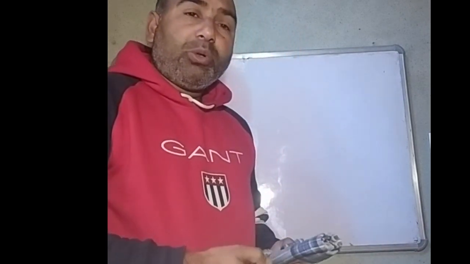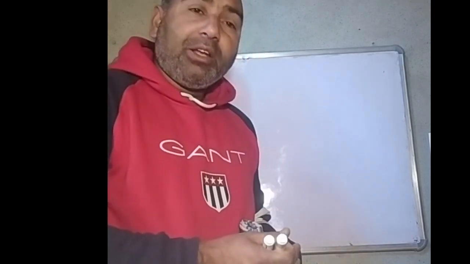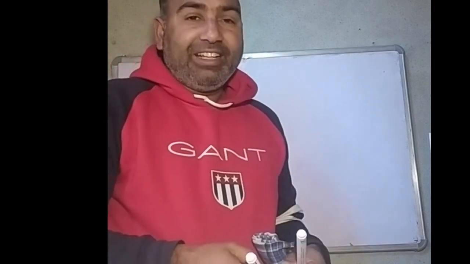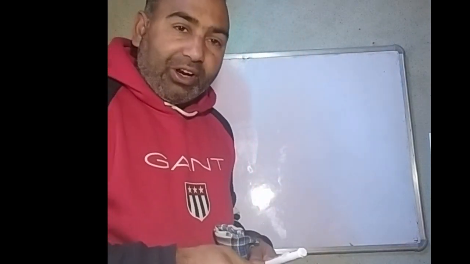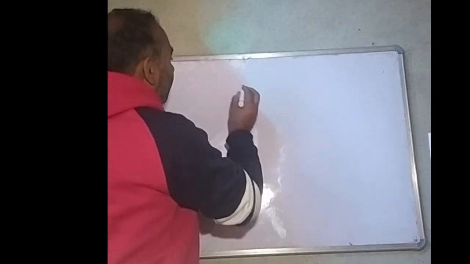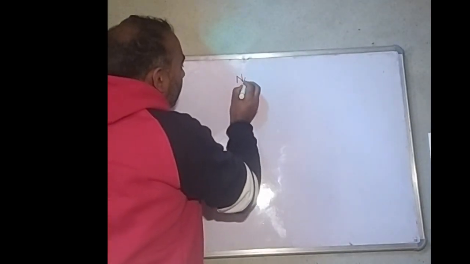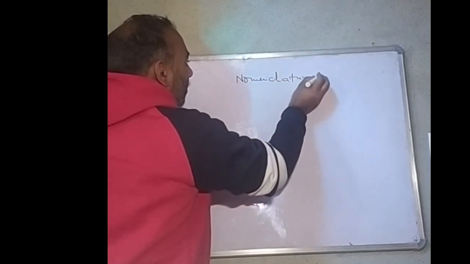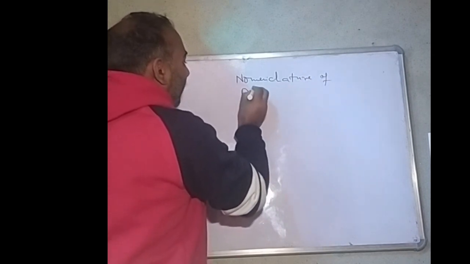Today, I will teach you nomenclature of alkanes. In the previous lecture, some rules I taught you. Today, I will be concluding that lecture, nomenclature of alkanes, and I was discussing with you alicyclic alkanes, right? So today the rule is nomenclature of alicyclic alkanes.